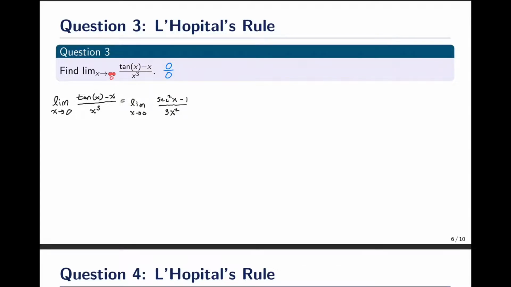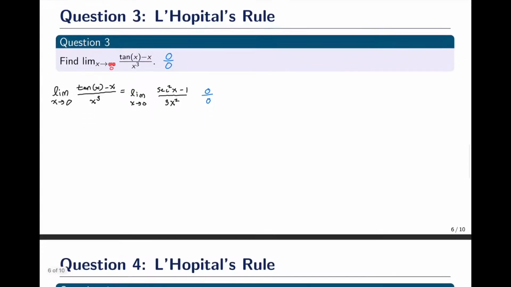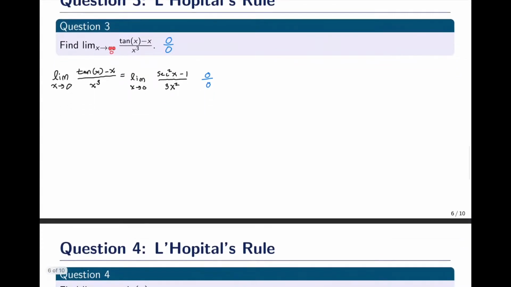All right, so that gives me the indeterminate form, 0 over 0. And hence I proceed with L'Hopital's rule again. All right, so that means I need to take the derivative of the numerator. So I'm taking the limit as x goes to 0.